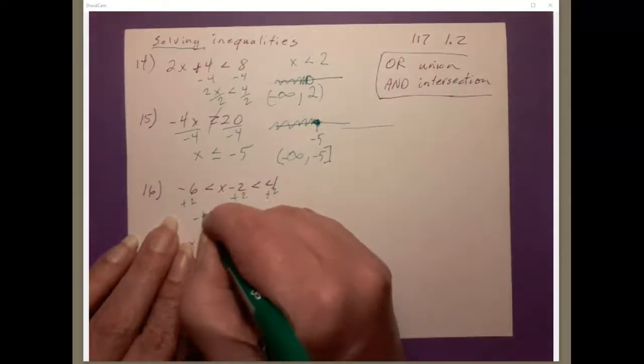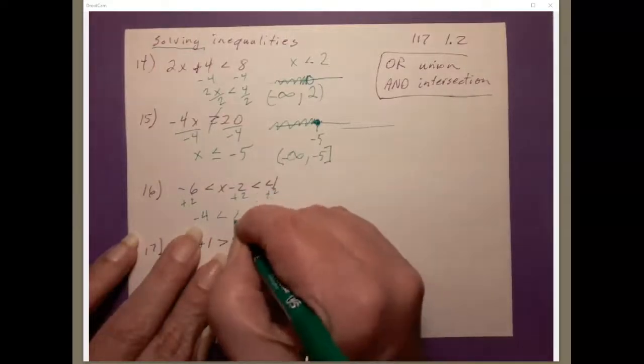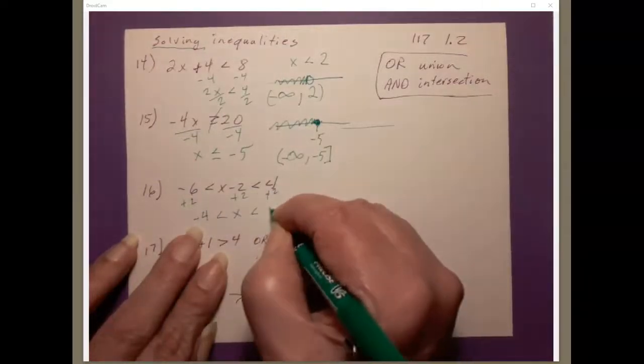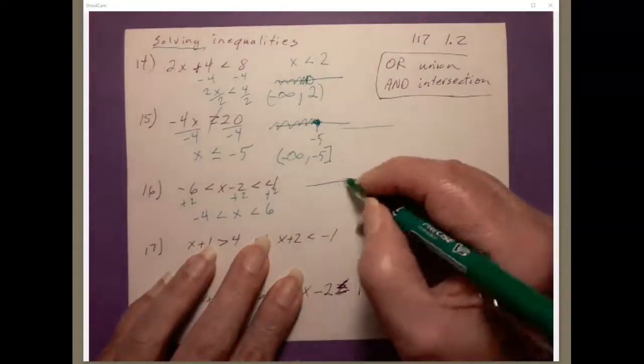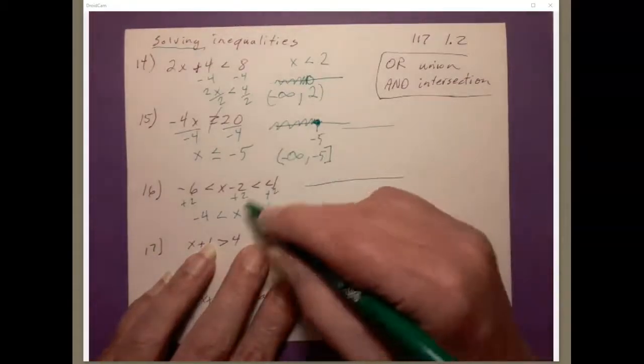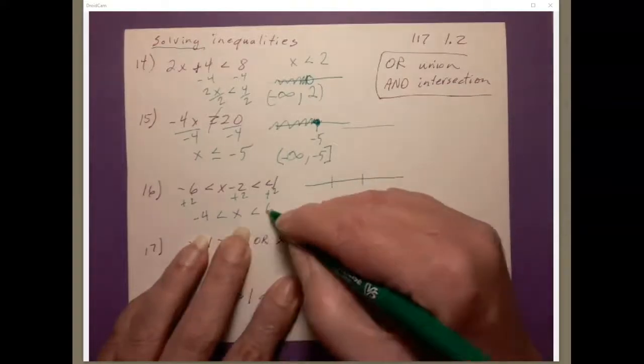And I end up with a negative 4. If you need to pick up your calculator for this, make sure you do. Negative 4 is less than x is less than 4 plus 2 is 6. So when I draw my number line here, here's my inequality. So I've solved for that. When I draw my number line here, I need these in order, negative 4 and 6.